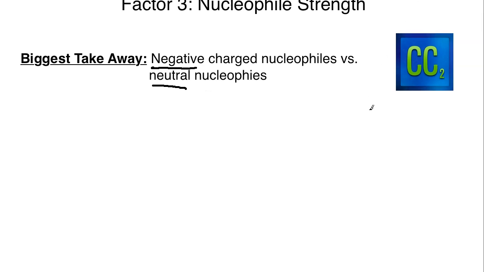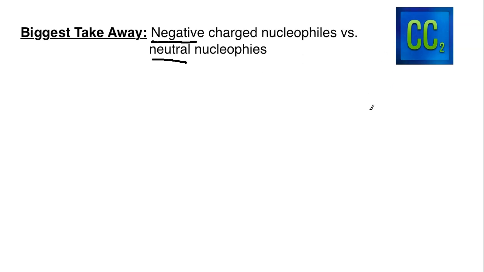So what do we mean by this? Let's use a general example. If you were to look at, let's say, OH-, right? So hydroxide would be considered a negatively charged, right? It's an anion nucleophile versus its counterpart, which would be water. So this would be considered a neutral nucleophile because there's no charge. So when we say neutral, we're talking about the fact it's not a cation or an anion.